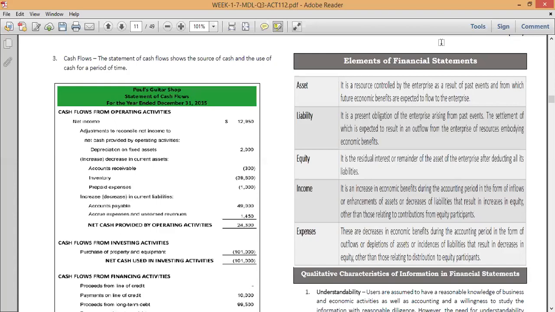Okay. So, number 1 is asset. It is a resource controlled by the enterprise as a result of past events and from which future economic benefits are expected to flow to the enterprise. So, yung asset is totally owned by a proprietor or by the business or by the person. Okay? So, paano mo ba kino-consider yung asset sa'yo as a student? Ano ba yung mga asset mo? For example, matalino ka, asset mo siya. Mabait ka, asset mo siya.